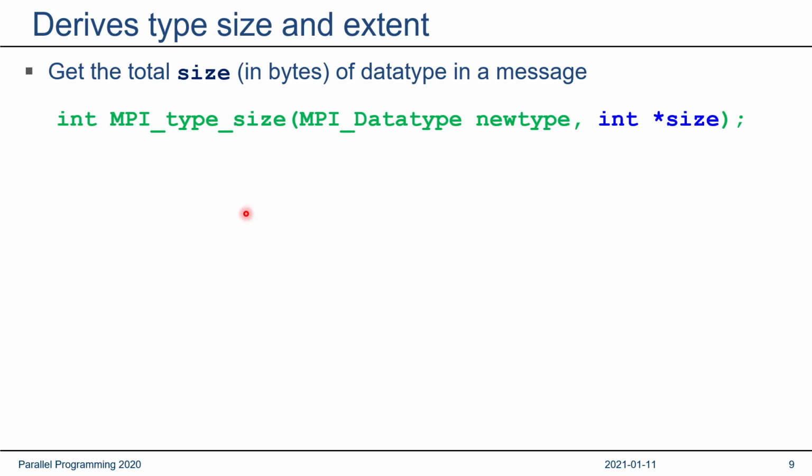Now, I've already talked about size and extent. There are functions in MPI to get hold of the size in bytes and the extent in bytes of a data type in a message. The first call is MPI_Type_size. We can supply the data type now as a copy, not necessarily as a pointer, because it will not be changed. And the size is an output parameter.